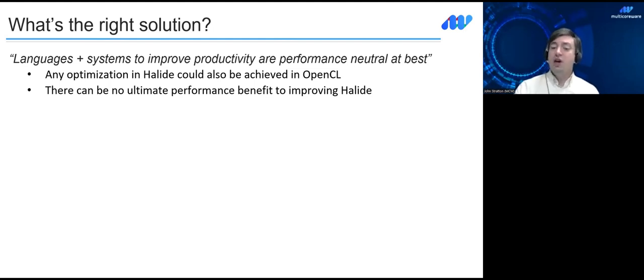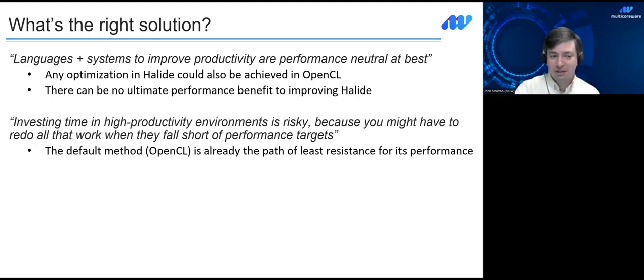So sure, we could improve the performance of Halide overall, but remember, Halide is just generating OpenCL code. So there's no optimization that we can do in Halide that couldn't be done directly in the OpenCL code itself, which means there should be no performance benefit to improving Halide. Sure, you might get a productivity benefit, but in terms of total performance, there's no gain to be had here. At best, you can maybe hope to break even if you're lucky. That is a perspective that you could take.